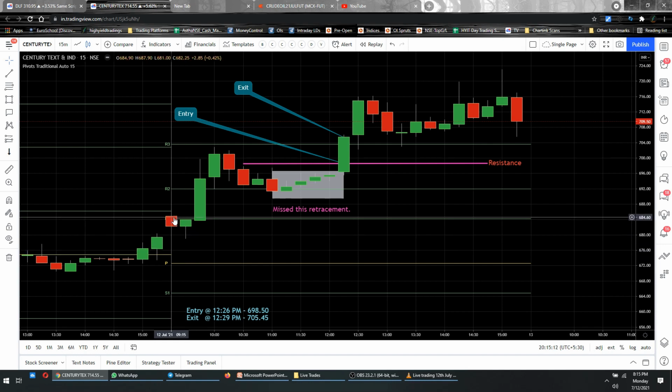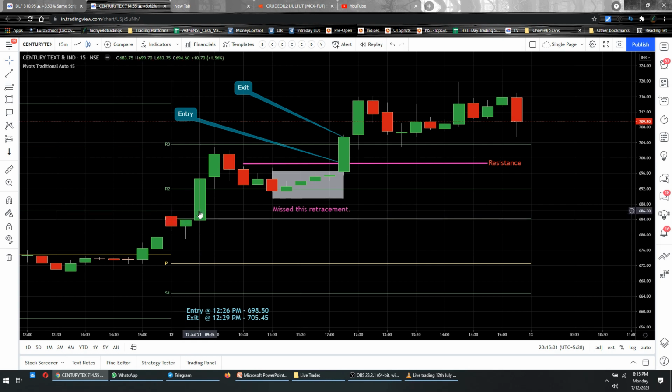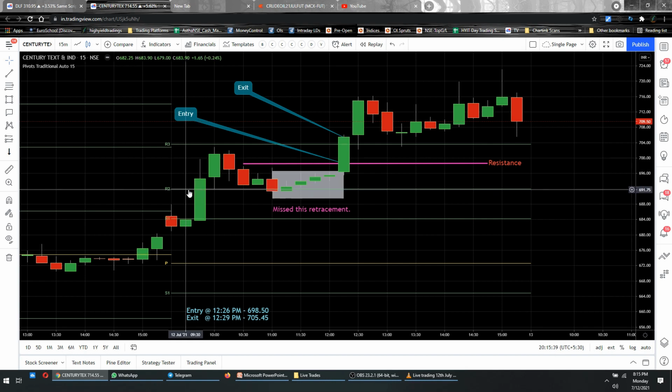Now the day started here with a red candle. Again, as I always say, we have to wait till at least 9:45 or 10 o'clock or 10:15 to know in which way a stock might be going. So this red candle does not define anything. As time passed by, this green candle actually gave a shoot up, and it closed above a particular resistance level, that is R2.